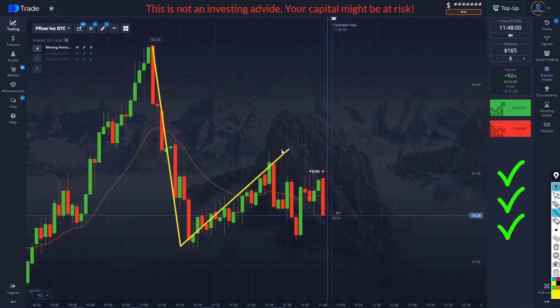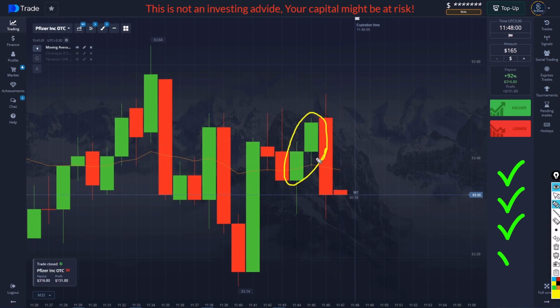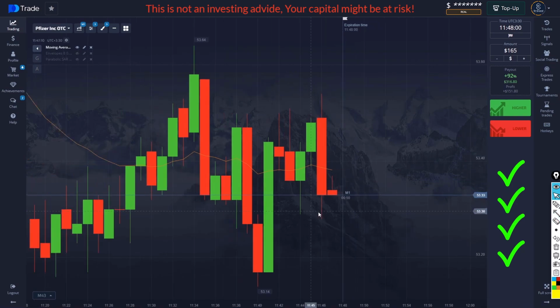This is a downtrend. Okay, so yeah, and also these candles are pretty weak based on their momentum. And also, we have this level, this candle close on this level, okay? This was a perfect trade, okay?